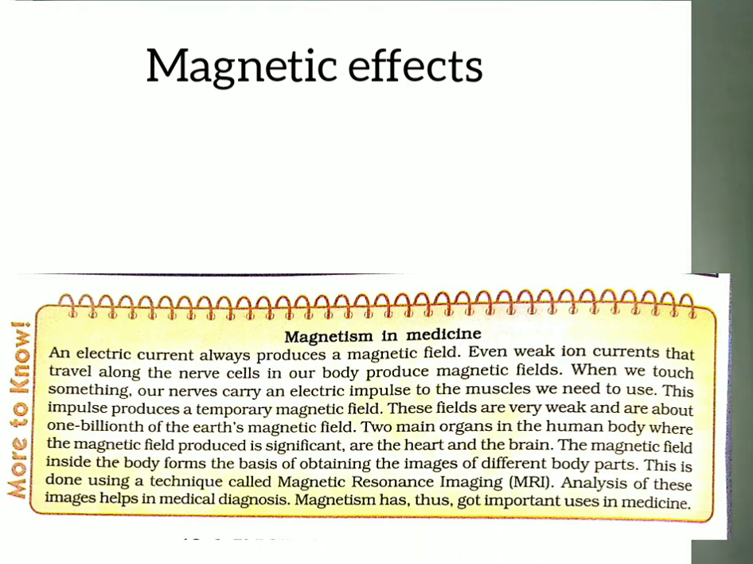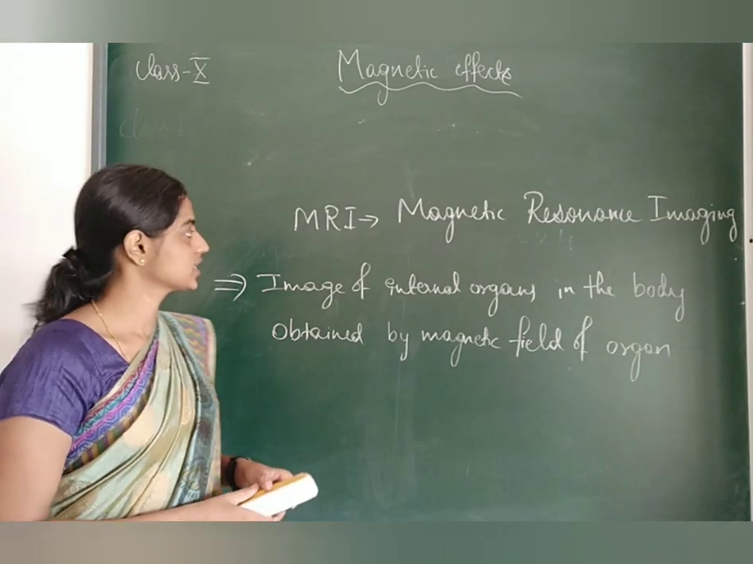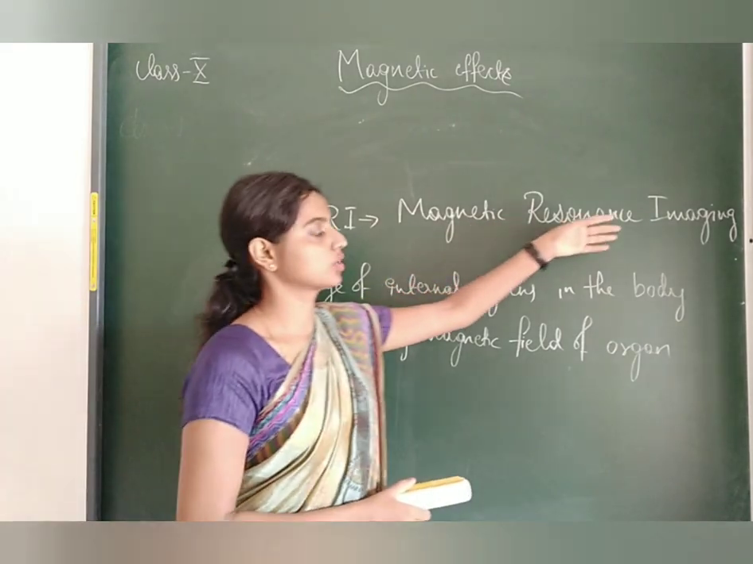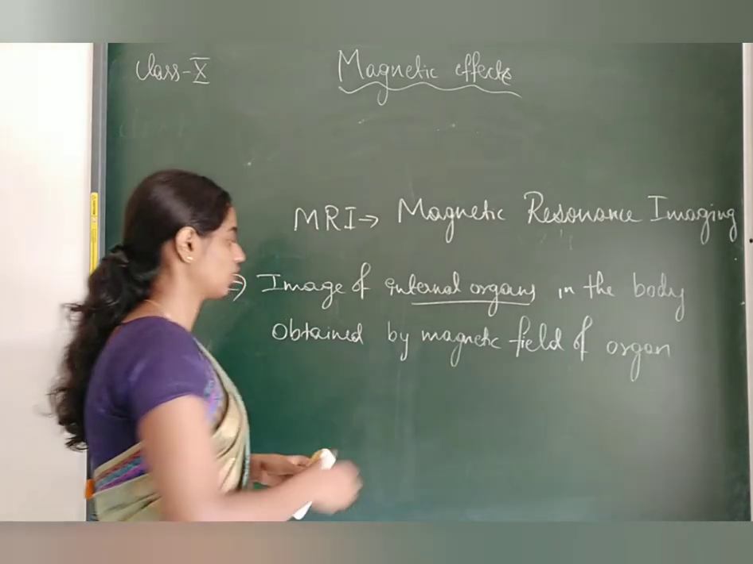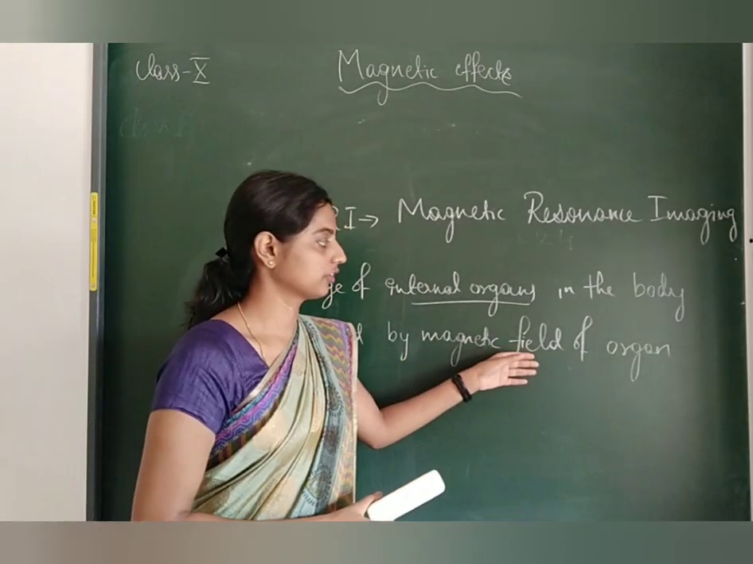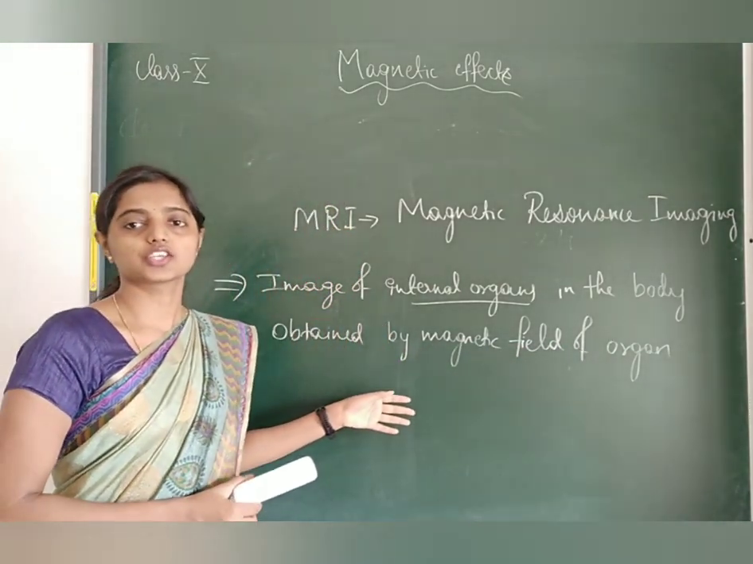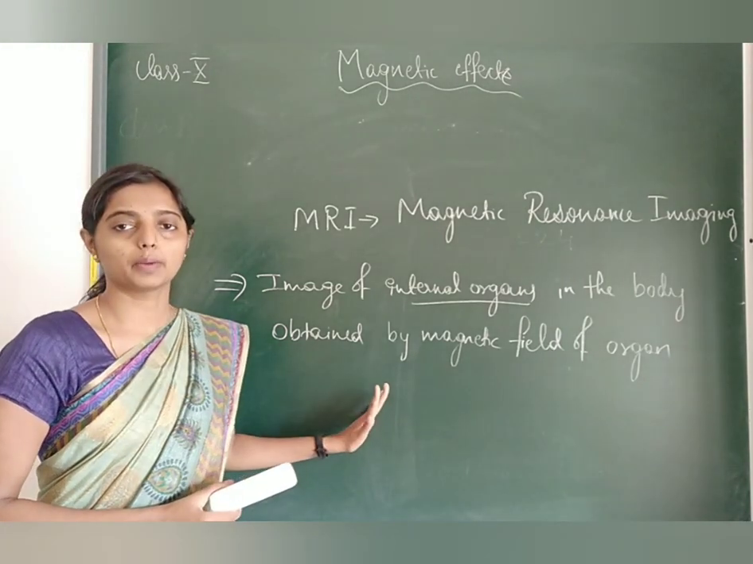I think you have all heard, from doctors or elders or in films, that we need to have an MRI scan or something like that, right? That is nothing but this magnetic resonance imaging. It will give the image of different body parts. In short, MRI is magnetic resonance imaging, an image of internal organs in the body obtained by the magnetic field of the organ. This is extra information we need to remember.